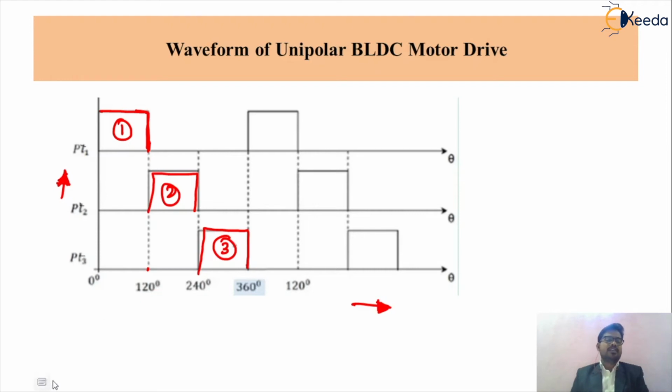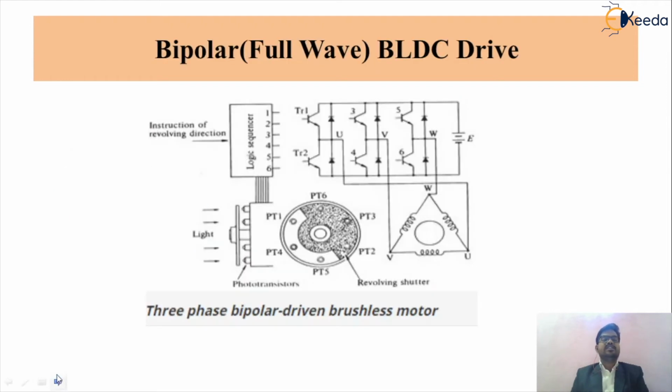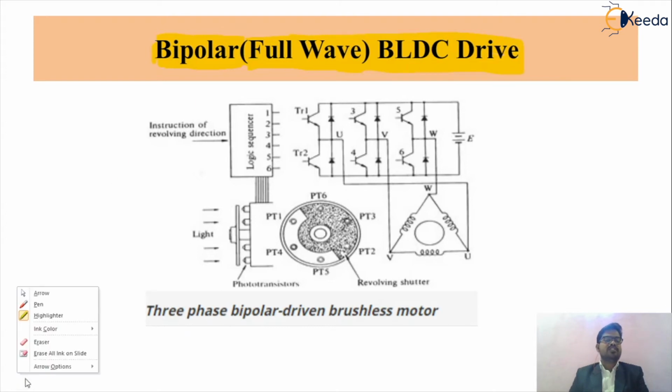Now we want to understand the second type of BLDC motor, that is bipolar. The name itself indicates its meaning. The output waveform we get from the bipolar BLDC drive is a full wave output waveform. That's why this type of motor is called a full wave BLDC drive. As we earlier discussed, there are limitations of the unipolar BLDC motor.